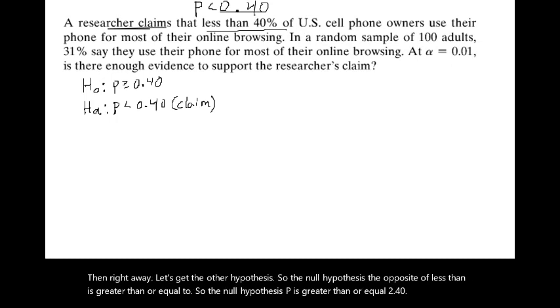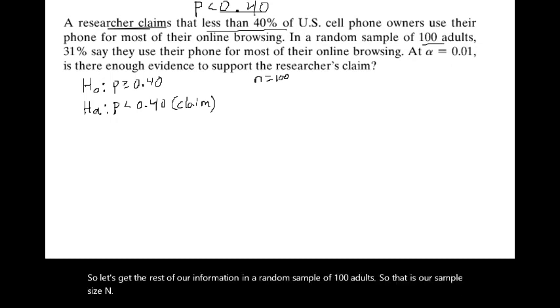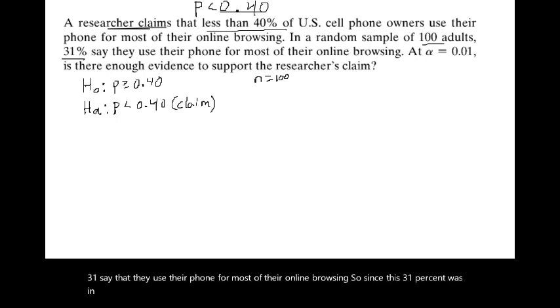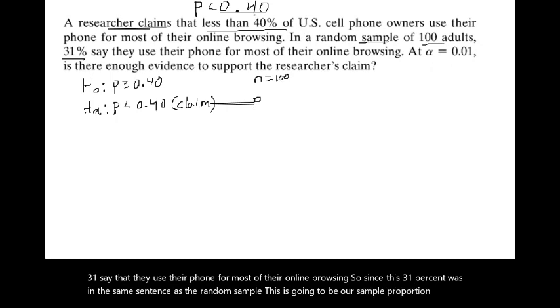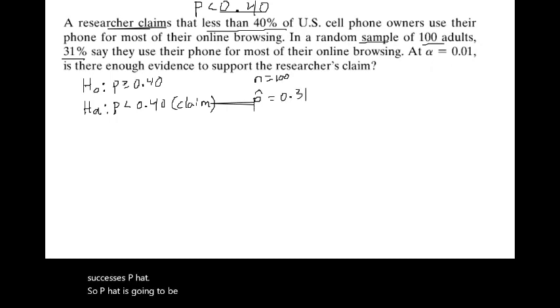So let's get the rest of our information. In a random sample of 100 adults, so that is our sample size N, 31% say that they use their phone for most of their online browsing. So since this 31% was in the same sentence as the random sample, this is going to be our sample proportion of successes p-hat. So p-hat is going to be 0.31. At alpha equals 0.01, is there enough evidence to support the researcher's claim?